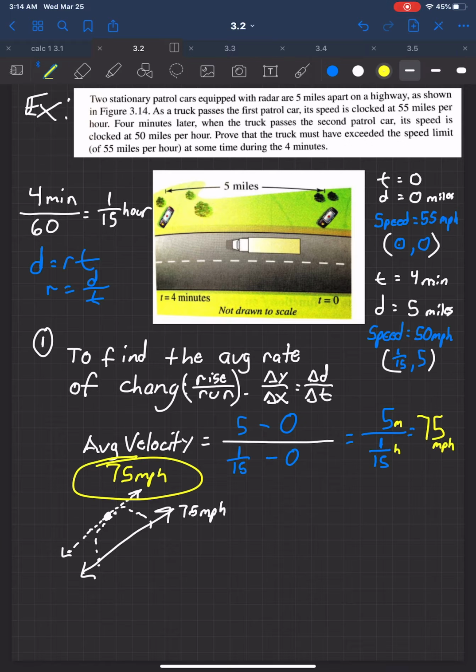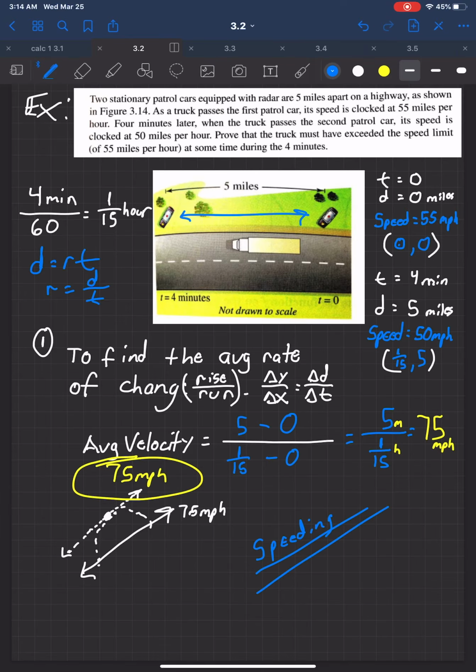Well, the mean value theorem guarantees us that as long as those conditions are met, there was some point during those 4 minutes where the average velocity, 75 miles per hour, was the instantaneous velocity. It guarantees us that this individual was speeding. All right. I know, that's incredible. Probably the greatest thing you've ever done in your life.